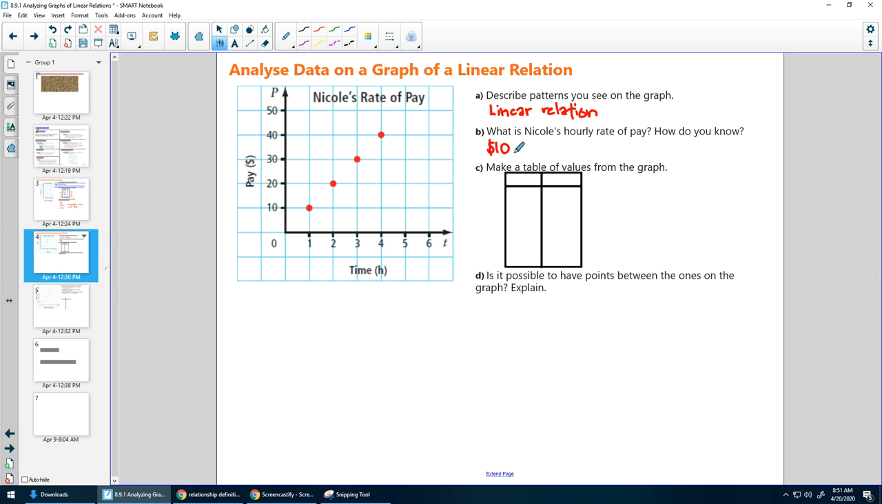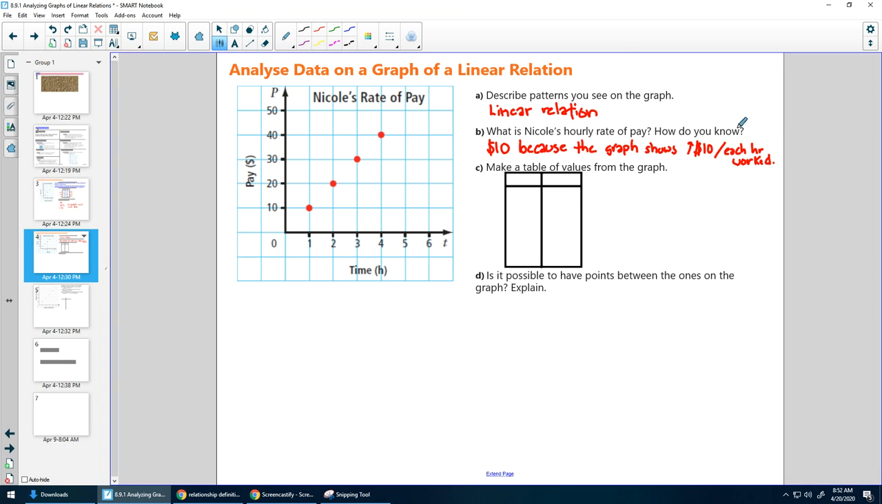So it shows on our graph that for each hour that Nicole works, she gets $10 more. So $10, because the graph shows an increase of $10 per each hour worked.